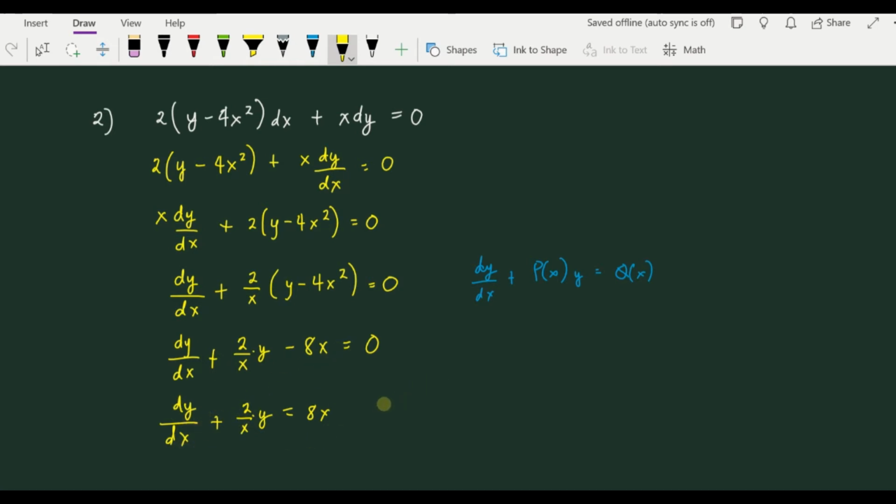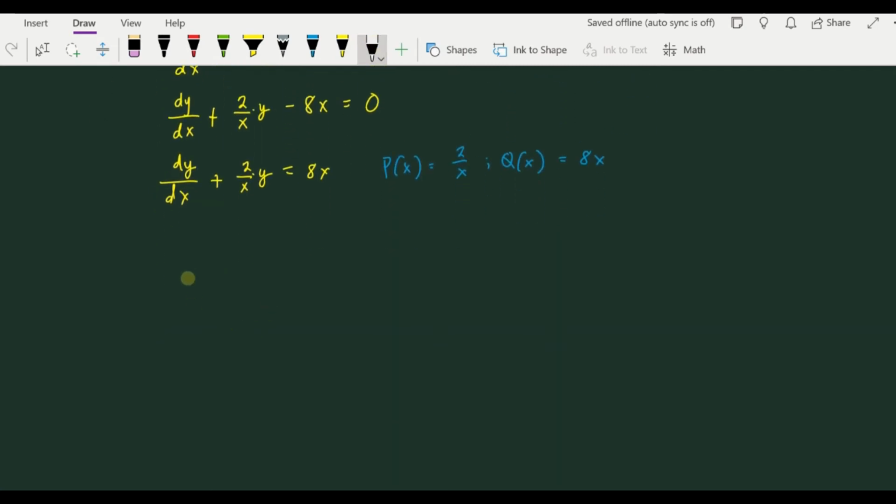So, dito, ang p of x natin, p of x is equal to 2 over x and ang q of x ay yung 8x. Okay? So, solve natin yung integrating factor. So, integrating factor is equal to e integral of p of x dx. So, we have e times the integral of, ang p of x natin yung 2 over x. So, 2 over x dx.